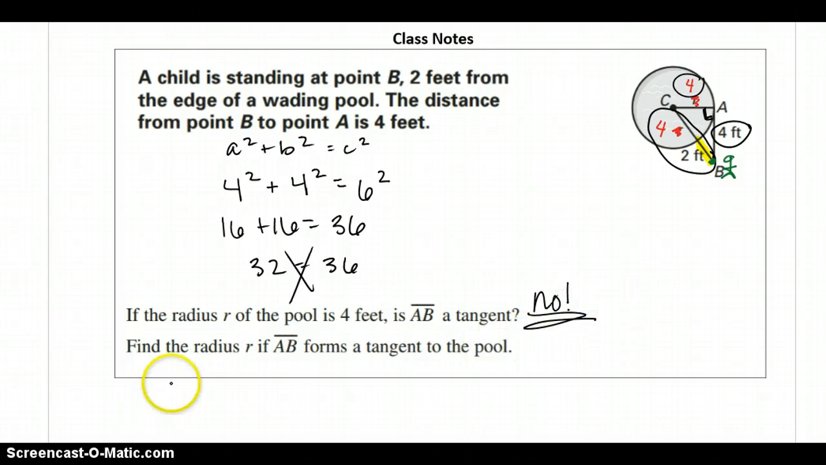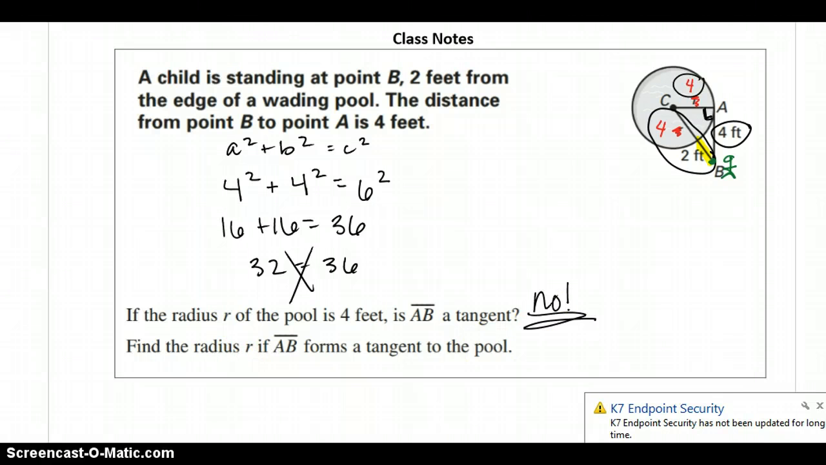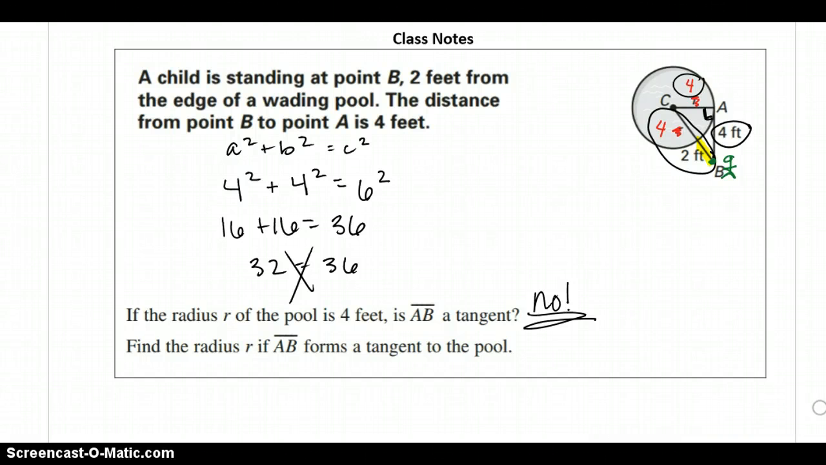However, we want to find the radius r if it does form a tangent. We've seen here that it is very close. 32 and 36 are close, but they're not quite equal. So we want to try a number that is close to 4 and see if it will work. So I'm going to try 3. If we try a radius of 3, so we're going to try that r equals 3.